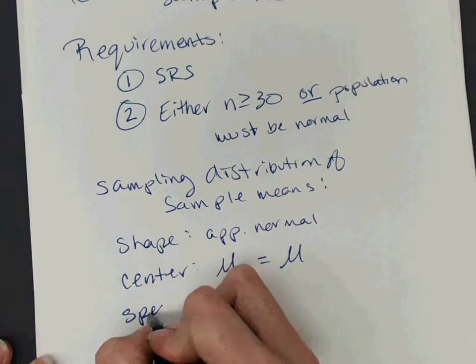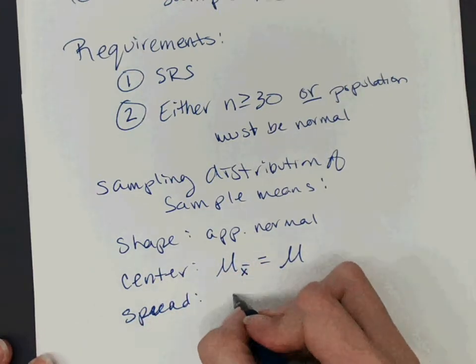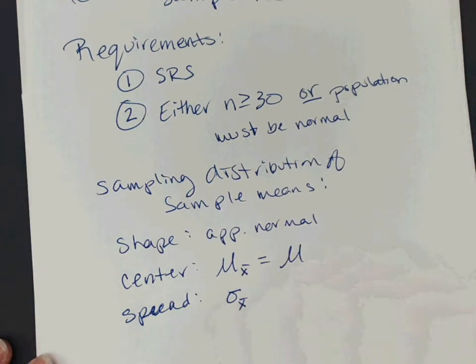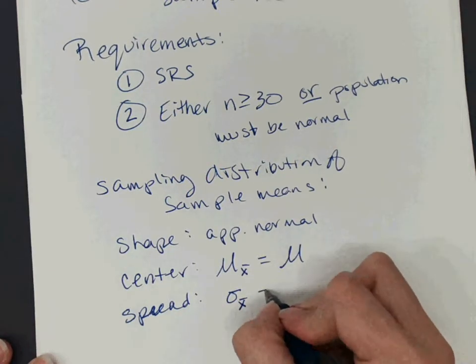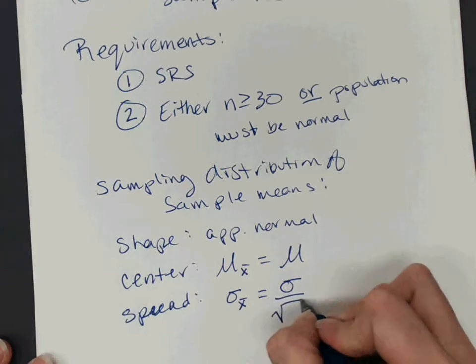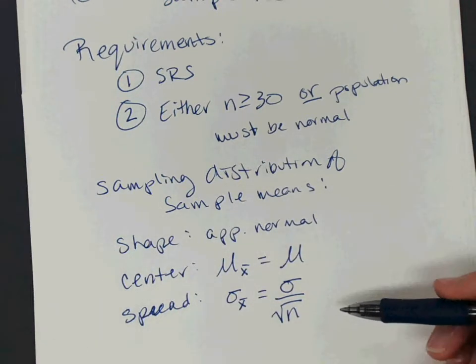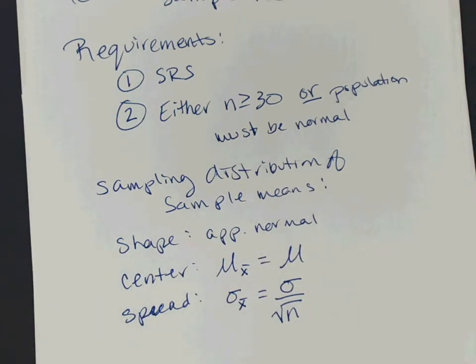And we also have the spread of our distribution. Remember, when we talk about spread, we talk about the standard deviation of our sample means, and the formula for that is the standard deviation divided by the square root of n. So this is what the central limit theorem will tell us to be able to move forward.